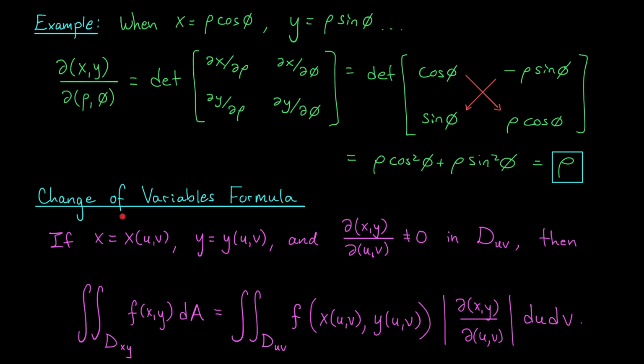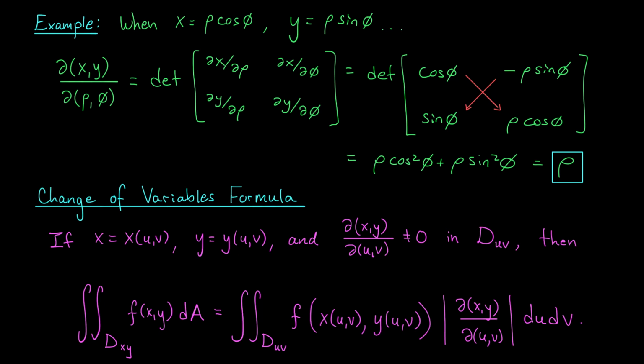The setup is we have x as a function of u and v, y as a function of u and v, and we're going to ask that the Jacobian is non-zero in the domain of u and v. This is a weird assumption that we haven't talked about yet, but really it's nothing outrageous. This condition just guarantees that the transformation of x and y into u and v is invertible. We can undo that transformation.